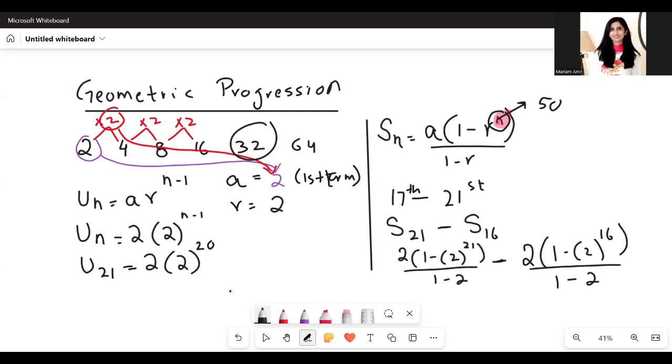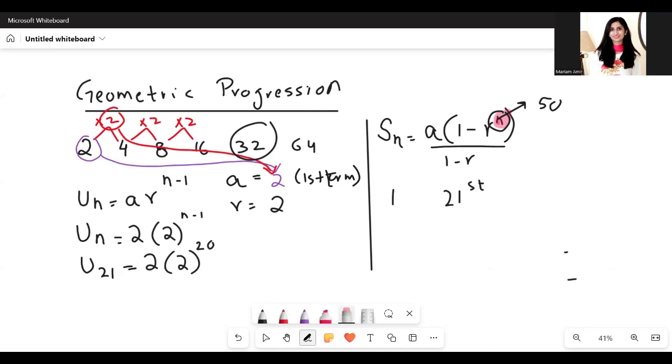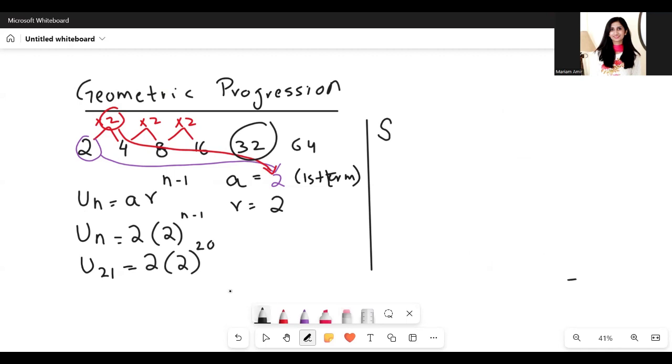Now let's talk about sum to infinity. There's also another concept in geometric progression, which is sum to infinity. It has its own formula, a upon 1 minus r, also given in the formula sheet. And with that, they write modulus of r is less than 1. Let's take a while to discuss what is sum to infinity.